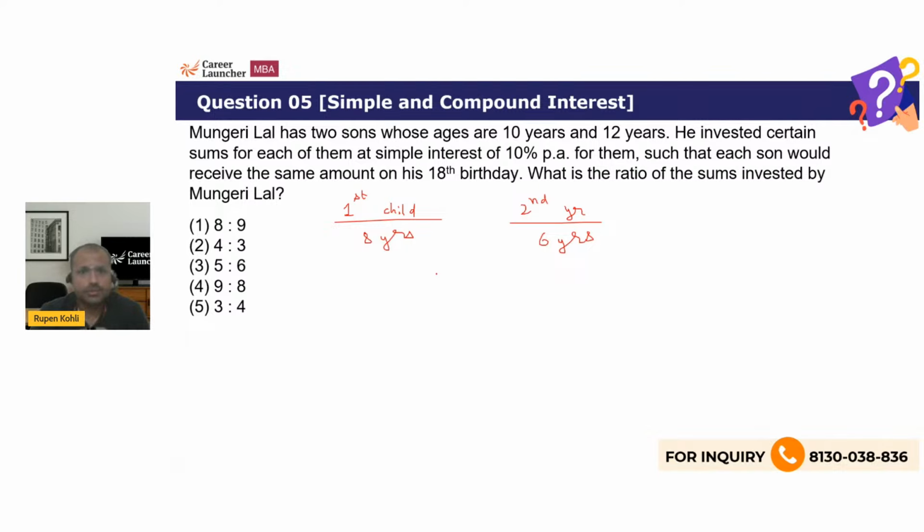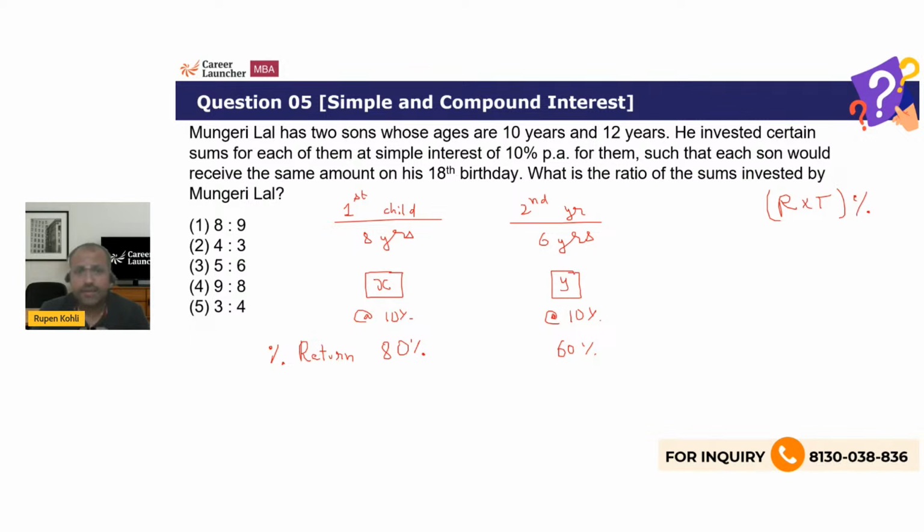And so we need to find the ratio of the sums invested. Let's say here we are investing X rupees, here we are investing some Y rupees, right? Both of them are investing at 10% SI. So at 10% SI, what will be the percentage return? We know percentage return is R into T percent for SI. So for the first child, 10% for 8 years, he'll get 80% return. Second child, 10%, 6 years, he'll get 60% return.